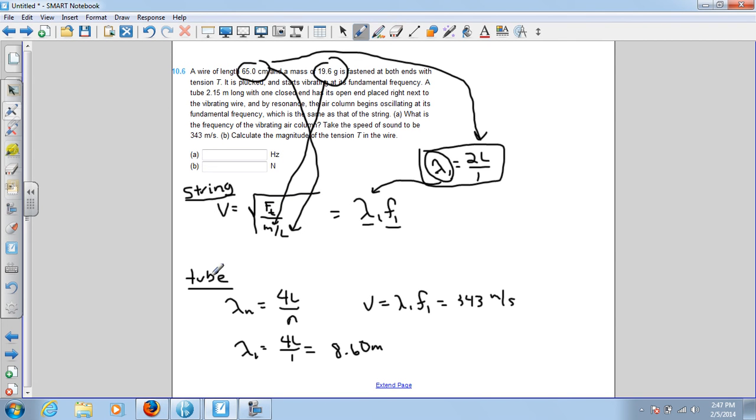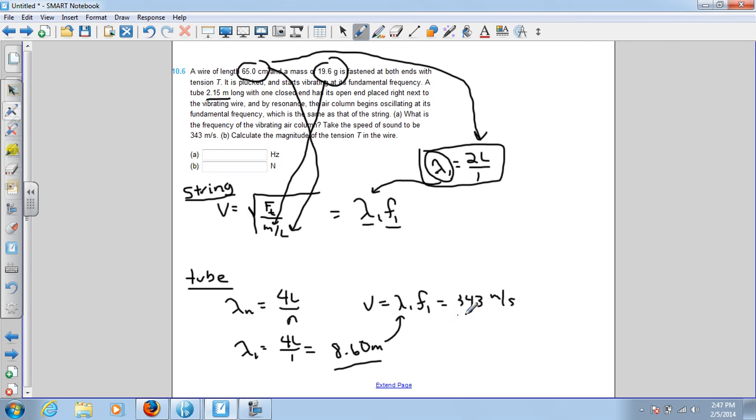Now let's look at what we know about the tube. From the video earlier, I explained why for tubes closed on one end, a closed-ended tube, lambda_n equals 4L over n, a different pattern. Again, this is the fundamental frequency, so n equals 1, so the wavelength of the first resonant frequency will equal 4L over 1 since n equals 1. And since the tube is this long, 4 times 2.15 equals 8.6 meters. So that's the wavelength of the resonant wave that's resonating inside that tube. So that equals that number right there.